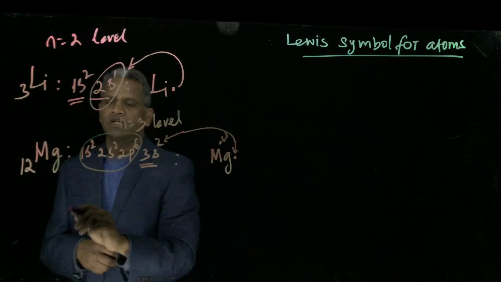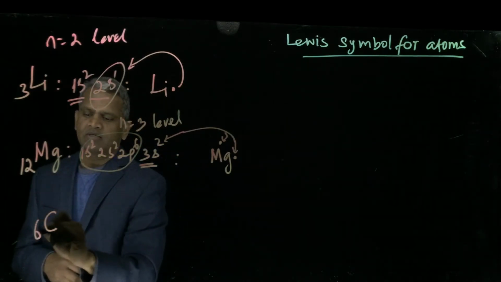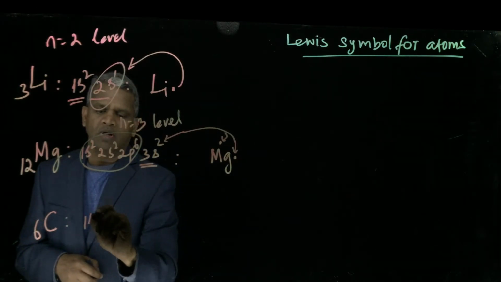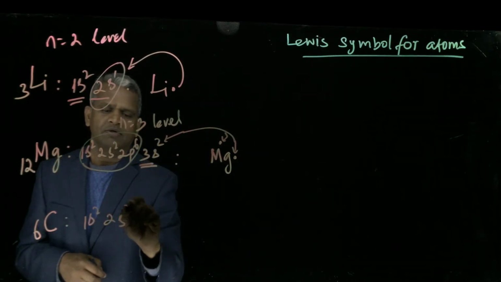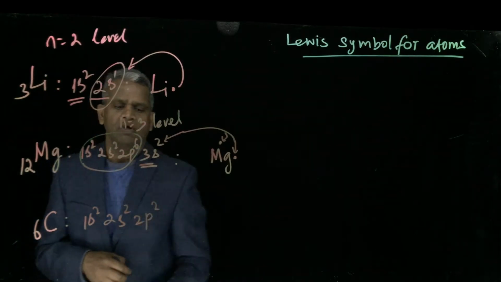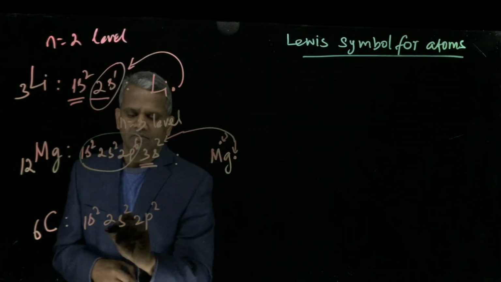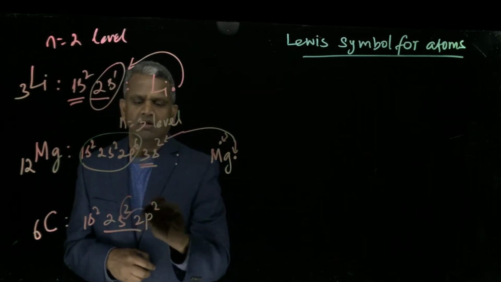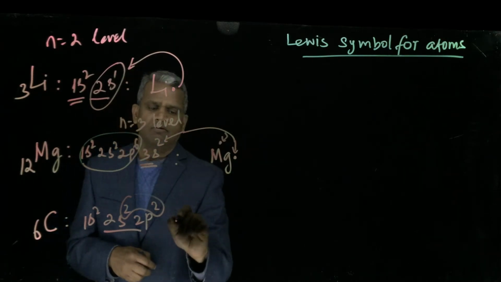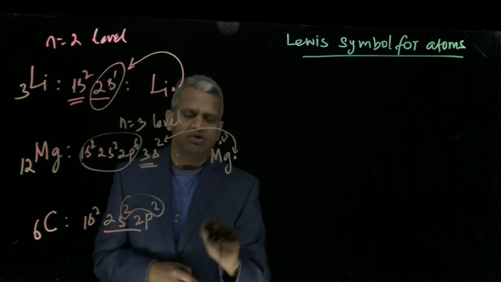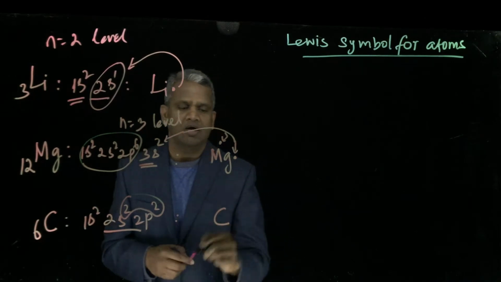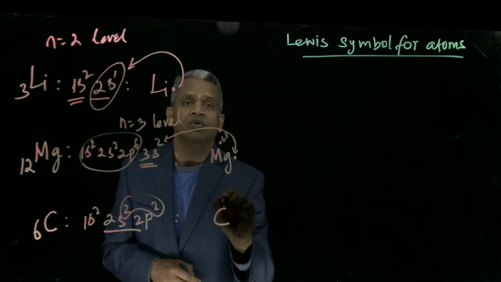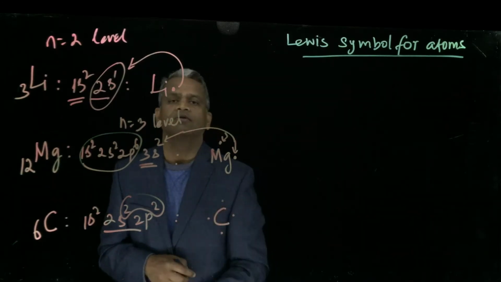Let's look at carbon, which has 6 protons and 6 electrons. The electrons can be distributed as 1s2, 2s2, 2p2. In this case we have the n equals 2 level, the outermost shell, which contains 4 electrons. Therefore, the Lewis symbol for carbon is written as the atomic symbol C with 4 electrons surrounding it, written as 1, 2, 3, 4.